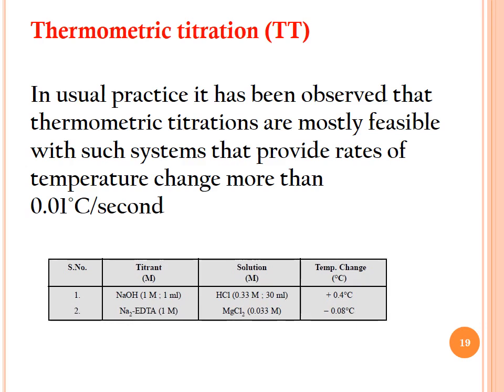This is a simple type of titration, meaning the neutralization titration, also called the acid-base titration. In acid-base titration, there is a change of temperature when the reaction of acid and base occurs as a result of salt formation. So the temperature changes by plus 0.4 degree, which is easily detected by TT. The second one is the EDTA titrant, sodium EDTA 1 molar, against the solution of magnesium chloride 0.033 molar, and the change of temperature is minus 0.08 degree centigrade. This is a complexometric type of titration.